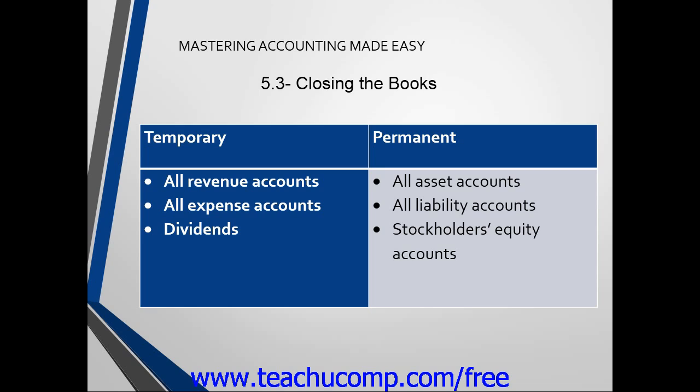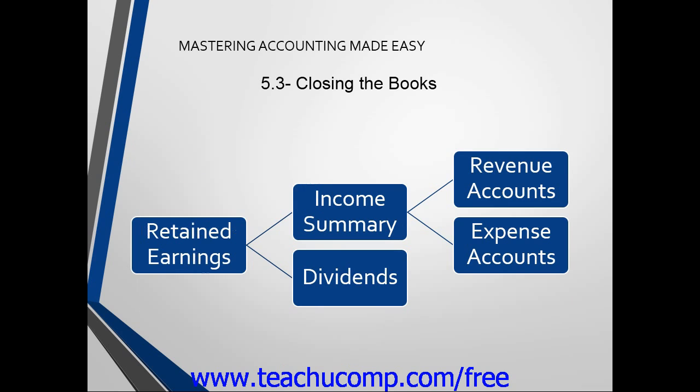Temporary accounts include all revenue accounts, all expense accounts, and dividends. Permanent accounts are all asset accounts, all liability accounts, and stockholders' equity accounts. The closing process involves taking the revenue and expense accounts and placing them into an income summary. Then, dividends and the income summary are placed into the retained earnings statement.